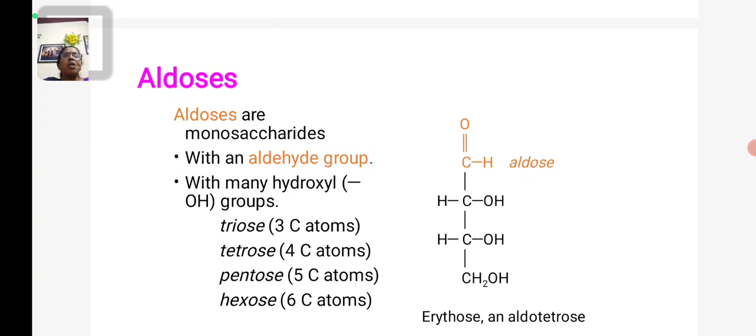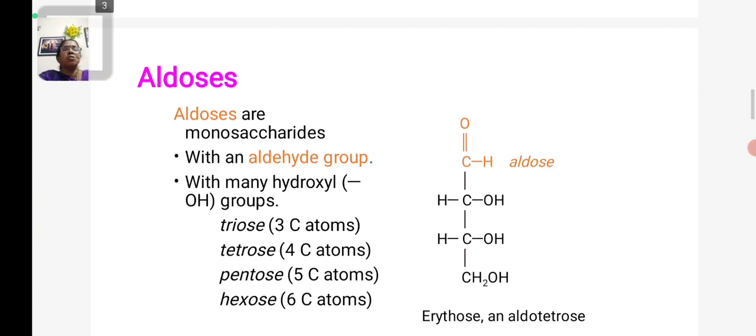Depending upon the number of carbon atoms present in aldoses, they can be called trioses if 3 carbon atoms are present, tetroses if 4 carbon atoms are present, pentoses if 5 carbon atoms are present, and hexoses if 6 carbon atoms are present. For example, in the given example, erythrose has 4 carbon atoms in total, therefore it is a tetrose. Since it has an aldehyde group, it is an aldose, that is, an aldotetrose. Therefore, erythrose is an example of an aldotetrose.